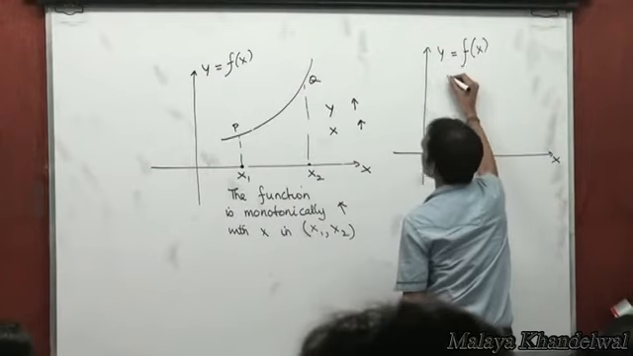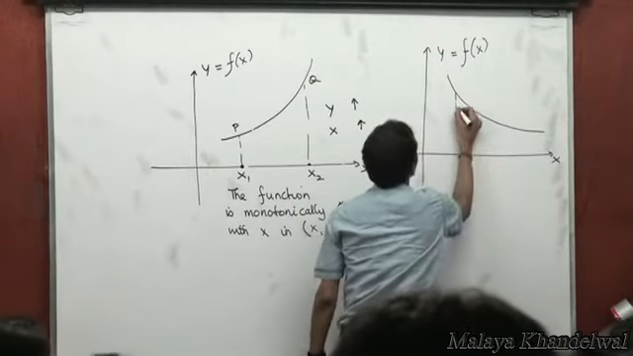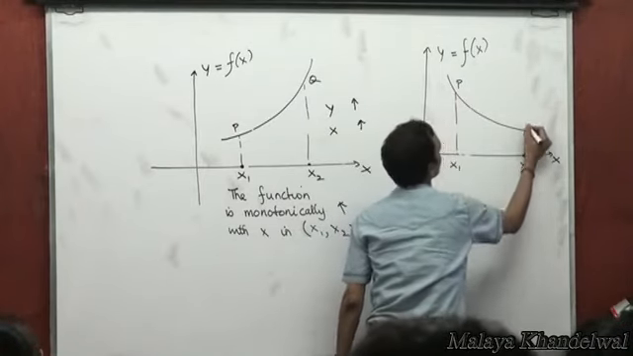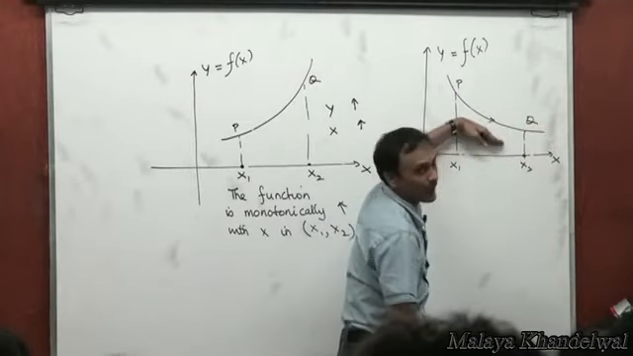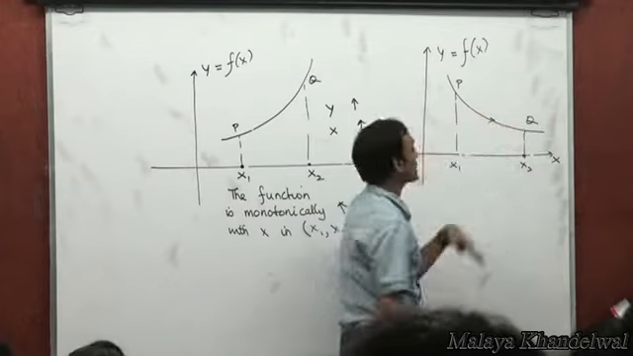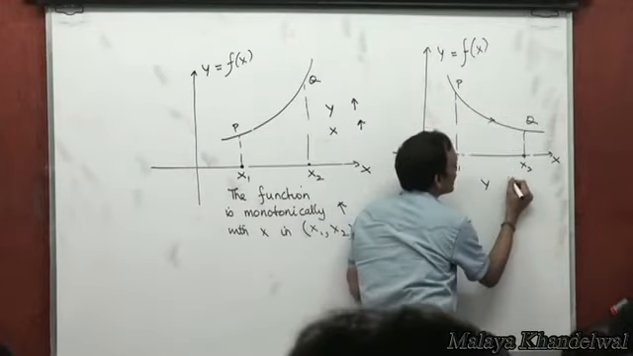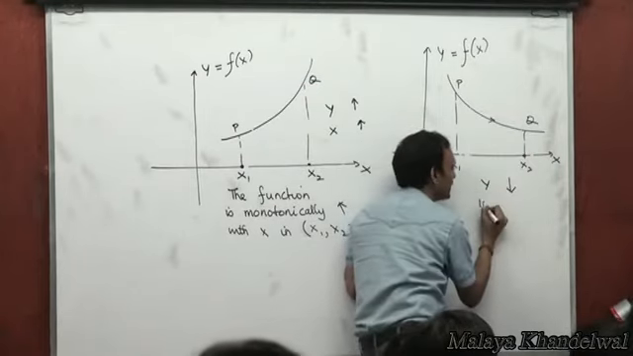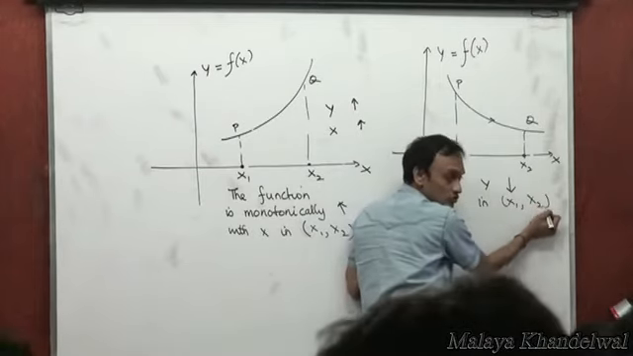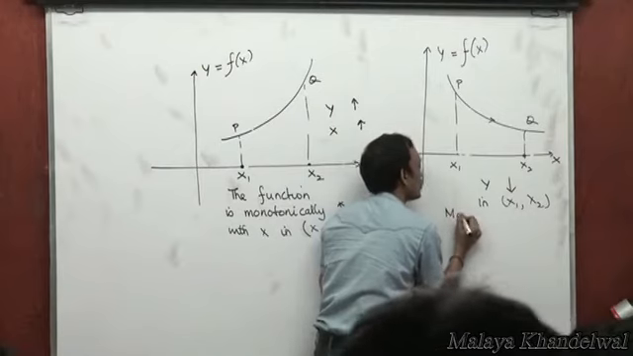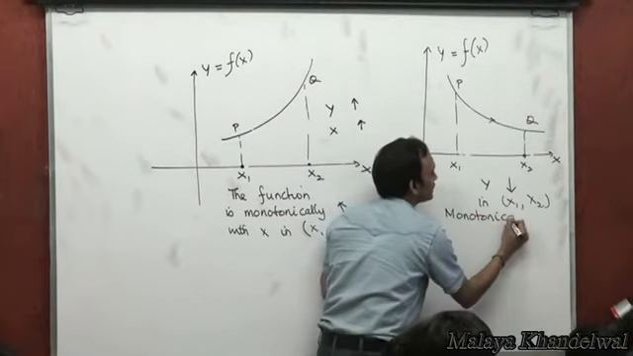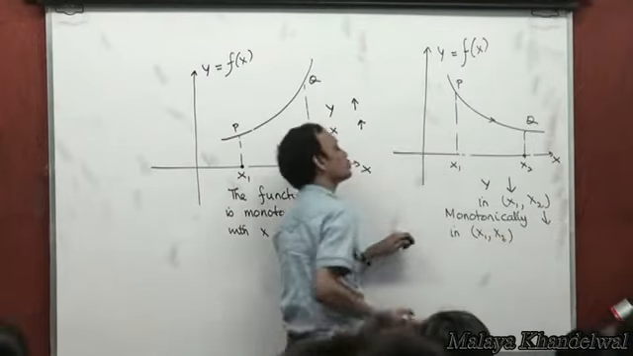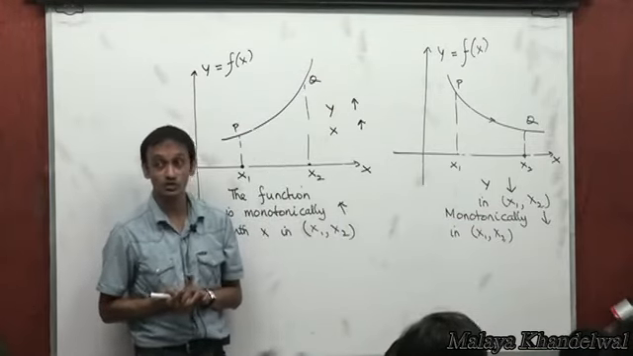Y equal to f(x) versus x. Suppose between P and Q, it's like this, between x equal to x1 and x equal to x2. Now in this case, as x is increasing, the y's are decreasing. So do you realize that y is decreasing? Y is a decreasing function of x in the interval x1 to x2. So we then say that y is monotonically decreasing in the interval x1 to x2.